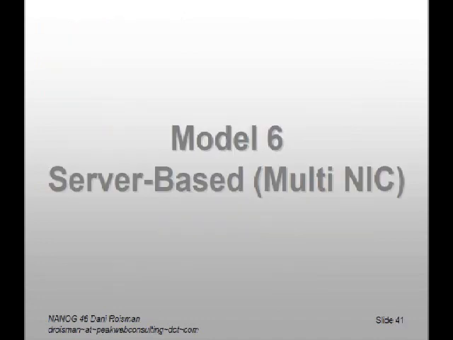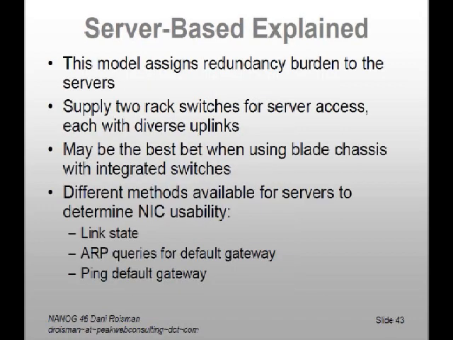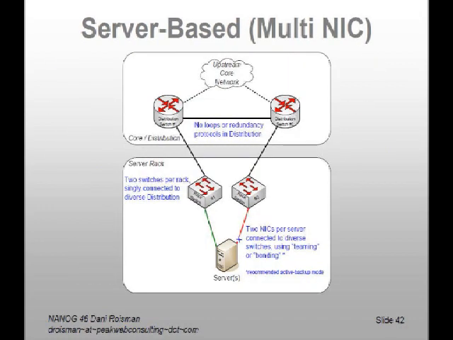The last model here, this is a server-based model. This is where you have multiple NICs in the servers. This one, many people know and love it. This is called NIC teaming, NIC bonding. So the server itself has 2 uplinks to diverse rack switches. Those rack switches each have diverse uplinks to different distribution devices. Very simple. There are no loops, or there are no loops in the network model.